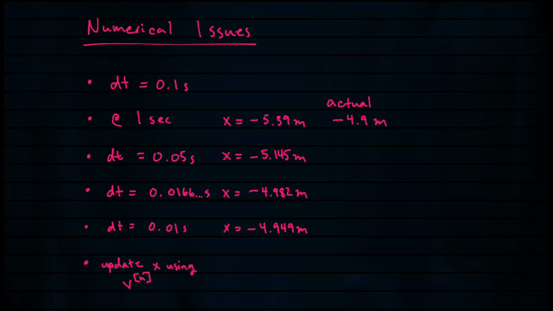Let's say that we're going to update x now using the old version of velocity instead of the new version of velocity. We should expect this number to be smaller, and in fact we find it to be minus 4.851 meters. So it's kind of bouncing above and below depending on whether we use the previous or the next version of velocity. So let's take a look at an alternative way of doing this Eulerian integration step.